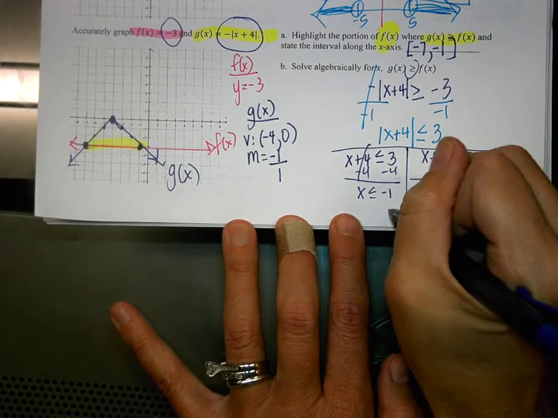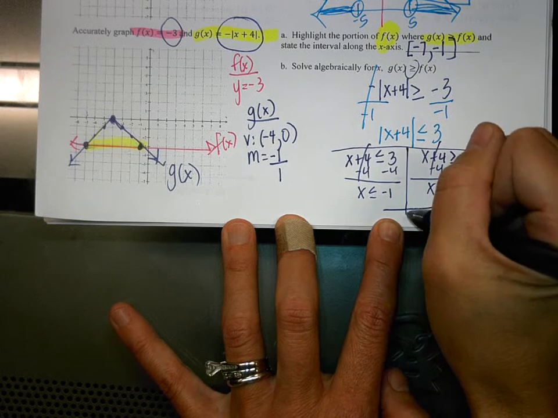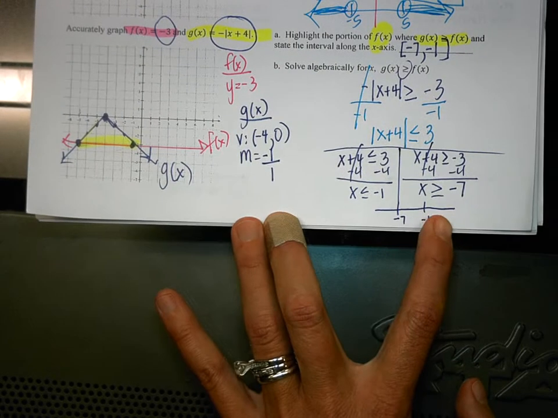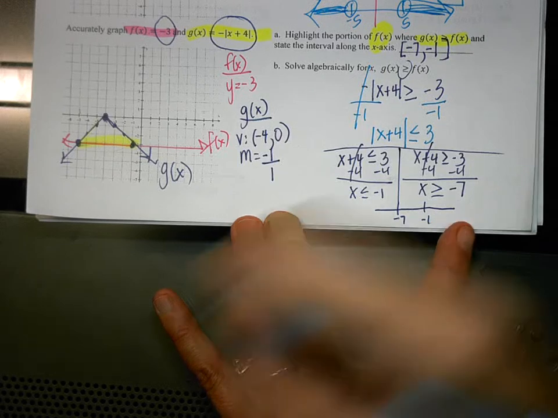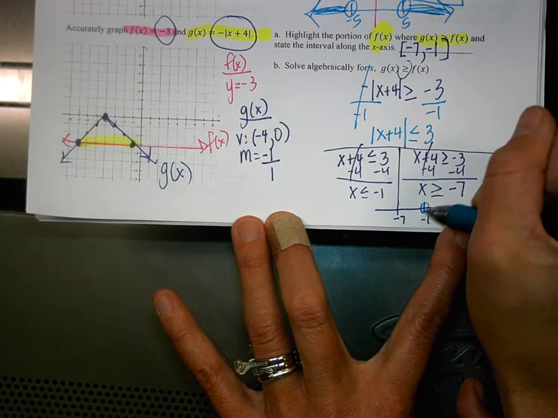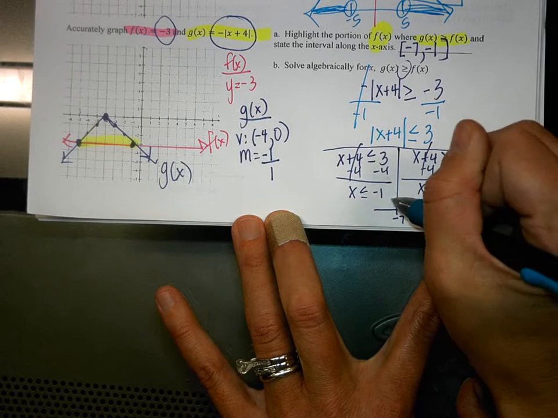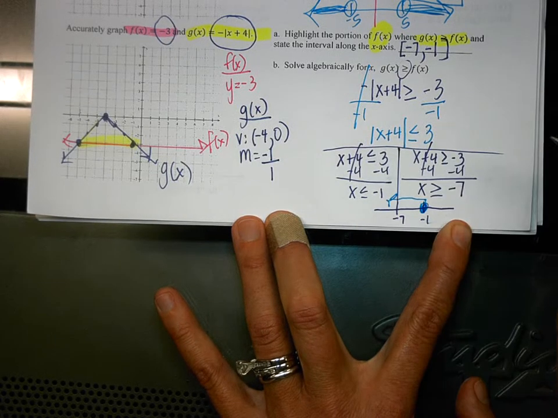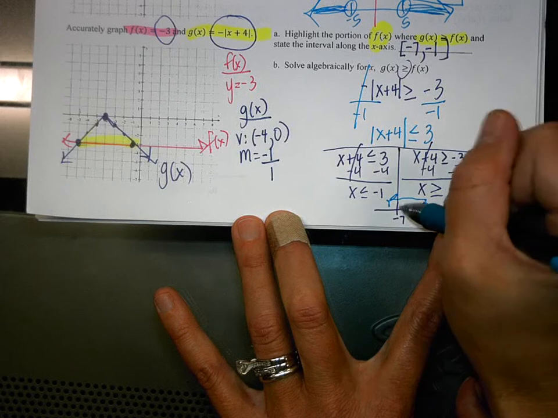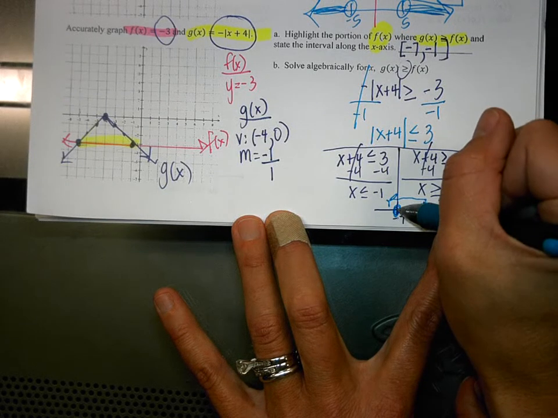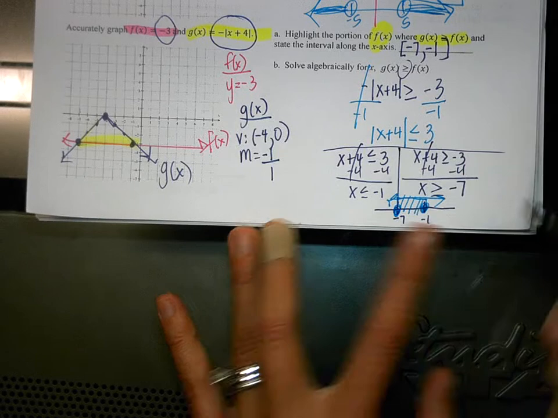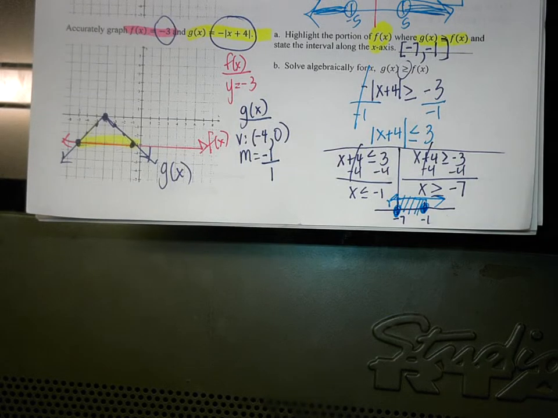When you're graphing this on a number line, -7 is on the left, -1 is on the right. At -1, it's a closed circle and it's the values going less than, which is to the left. At -7, it's a closed circle and it's the values going to the right, and it's the "and" where they overlap. Do you see how they're overlapping in the middle?